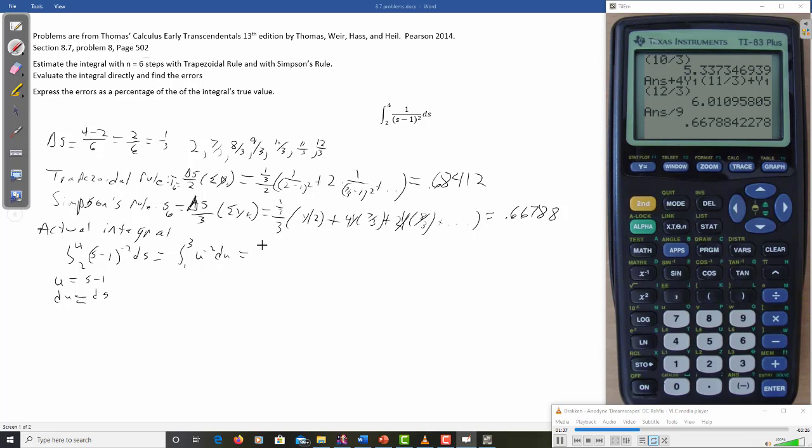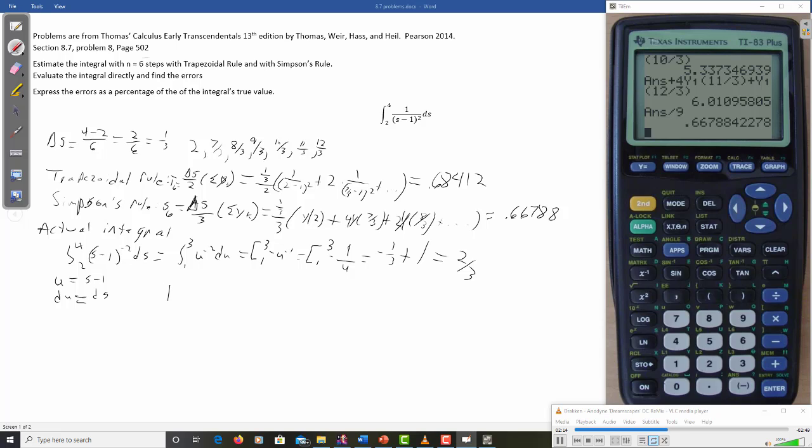And then that becomes, from 1 to 3, negative u to the -1. So that's from 1 to 3, -1 over u. So that is -1/3 plus 1, or 2/3. So that's the actual integral. You can tell Simpson's rule is a little bit closer than trapezoidal rule, but they're both not that far off.